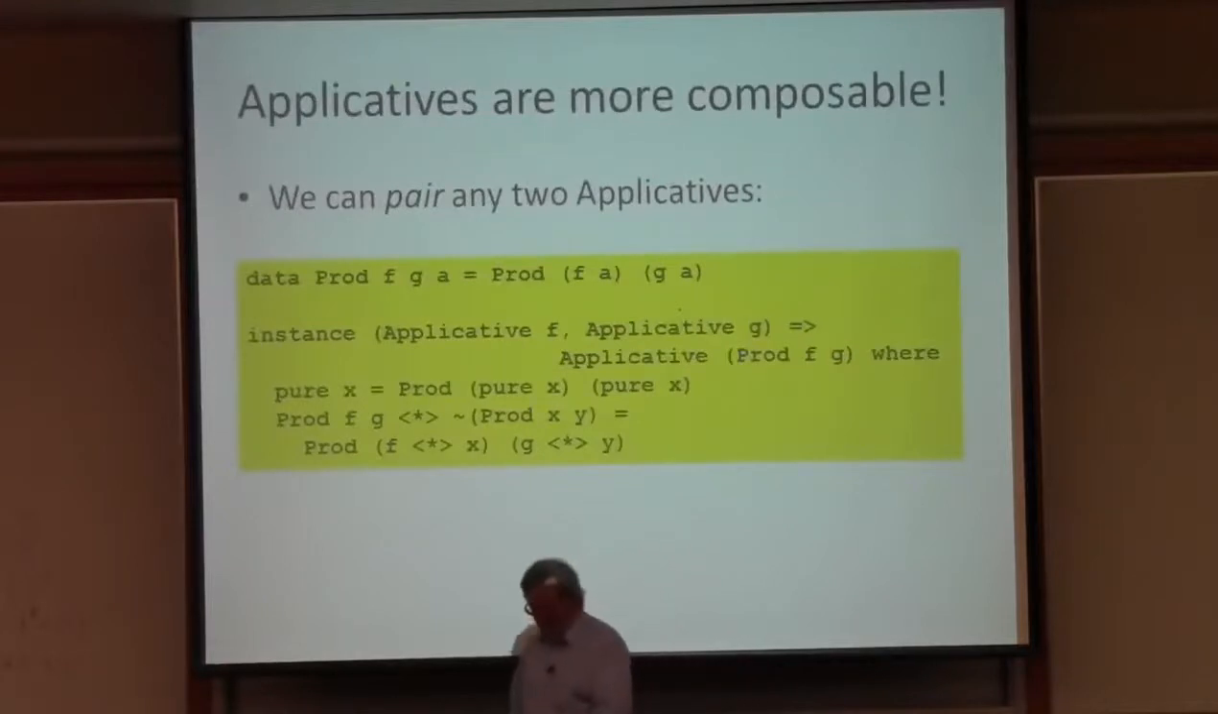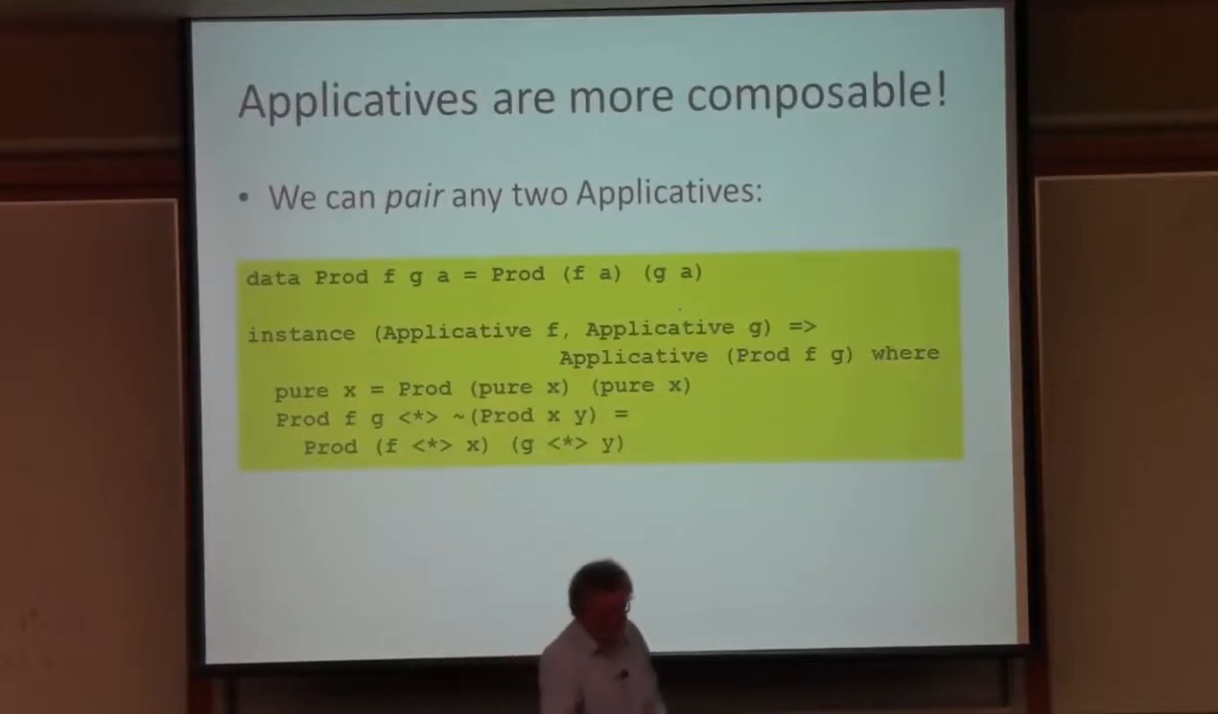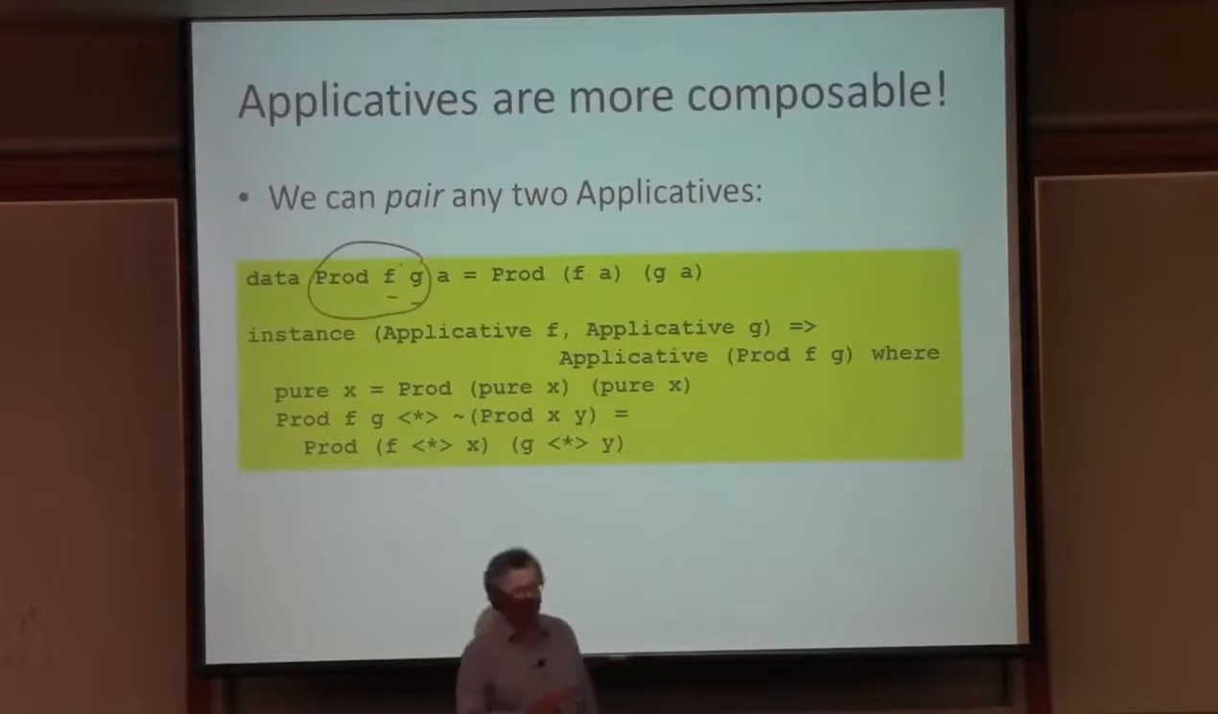So far, the advantage that I've shown you with applicative functors is that we get a nice notation. But actually, there are more advantages than that. Applicative functors are a lot more composable than monads are. So, for example, if I've got any two applicatives f and g, then prod f g is another applicative functor that just pairs together the values of the two functors.